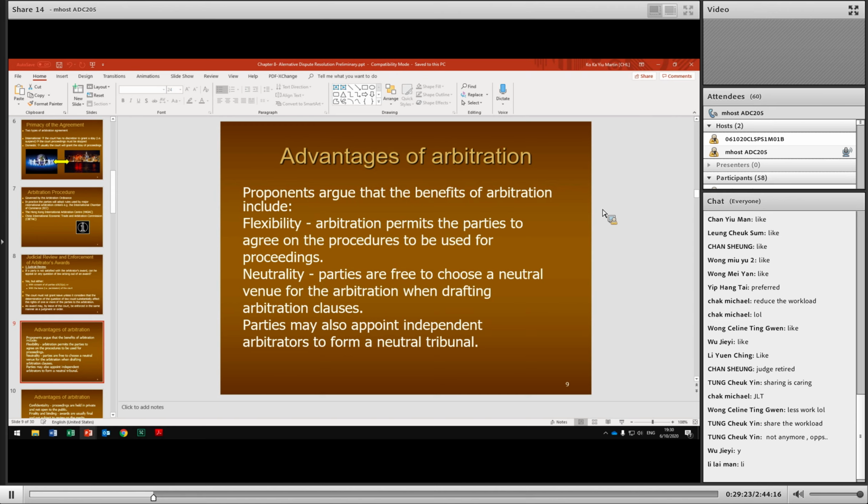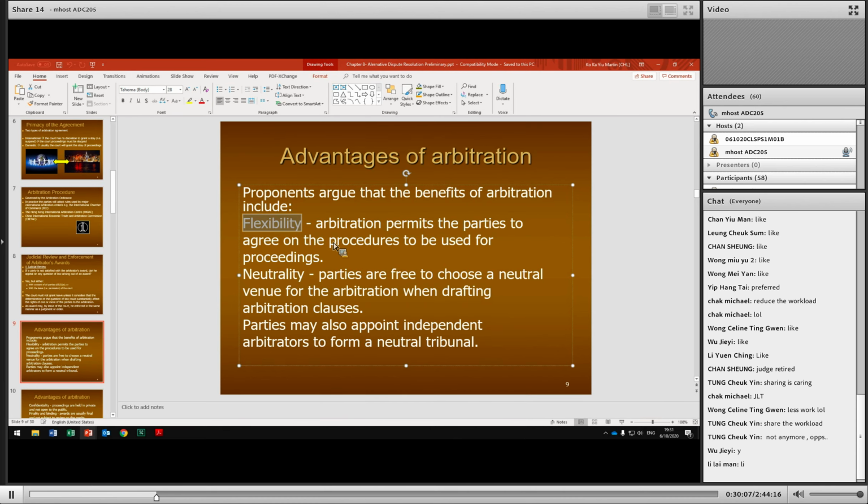But sometimes litigation has a lot of procedure before the trial. It takes a very long time for the case to be set down for trial. So that's the reason why so many people prefer arbitration. The proponents of arbitration argue that the benefits of arbitration include, first of all, flexibility. Flexibility means that the parties can agree on virtually everything. They can agree on the procedure, the venue, the time, the place, and the panel of arbitrators. They can agree on so many things.